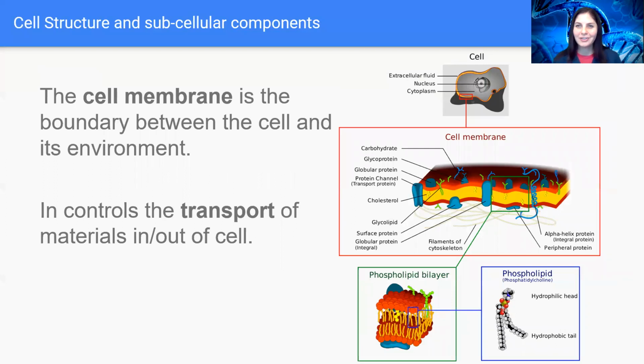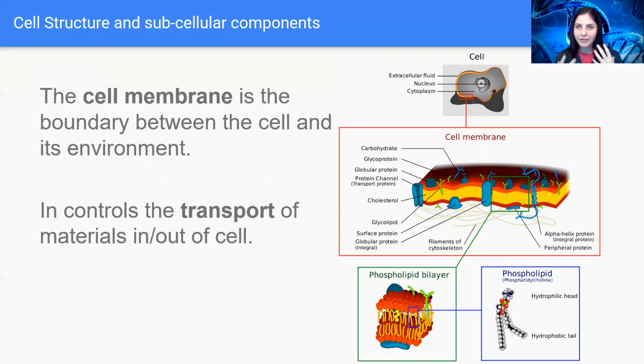So next up in the endomembrane system, and yes, the plasma or cell membrane is actually part of the endomembrane system. So this is the boundary between the cell and its environment, and it controls basically anything that goes into or out of the cell. And remember that it has these properties. It is composed of a phospholipid bilayer.